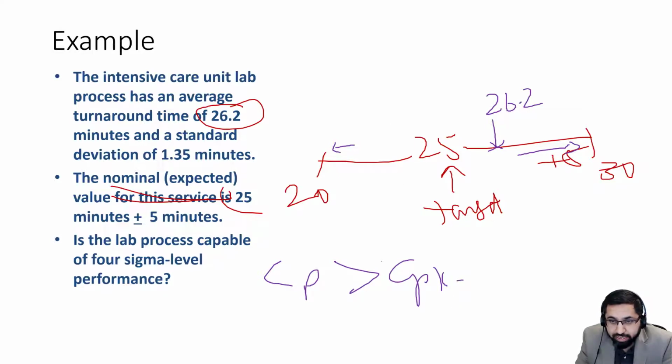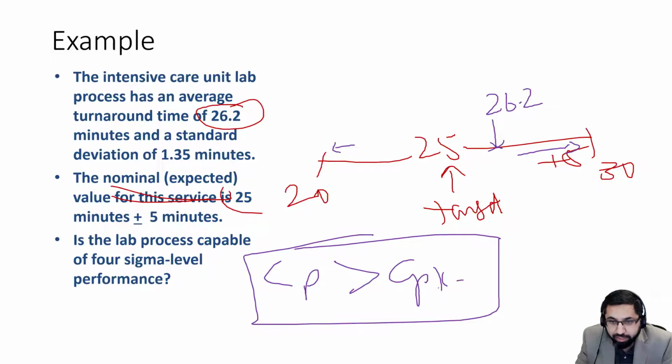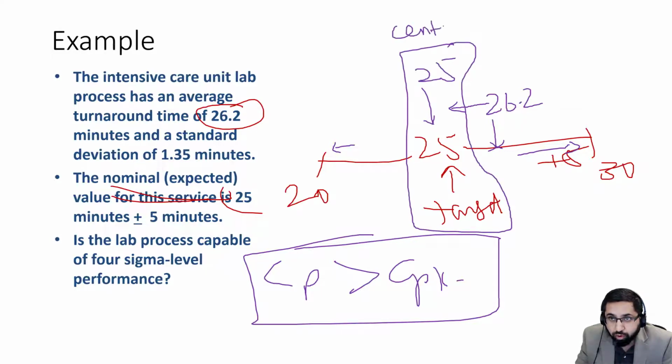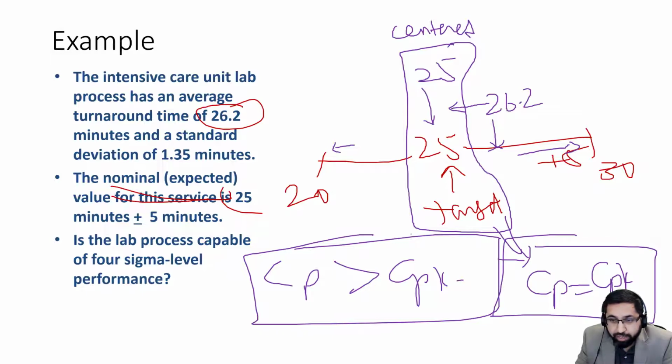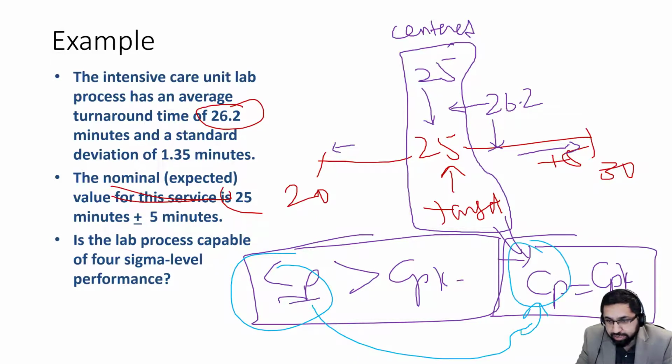Whenever the process is not centered, you will have CP bigger than CPK. If we moved the process this way until it became centered on the target value of 25, in that situation CP would equal CPK. And why, it's very easy to understand. CP does not care about centering. So in both cases, the CP would not change. The CP when the process is not centered would be the same as the CP when the process is centered, because CP does not care about centering.